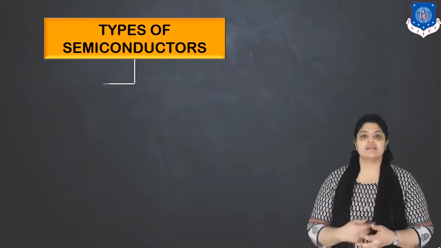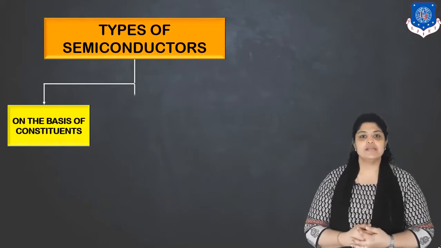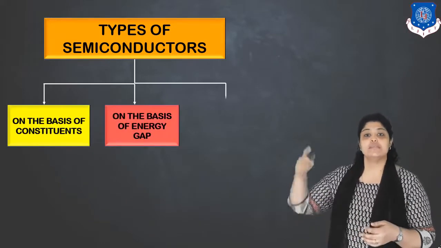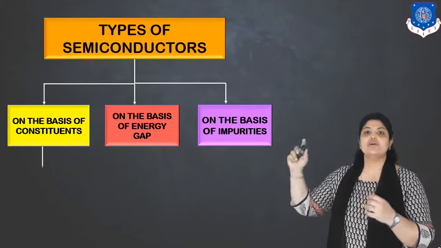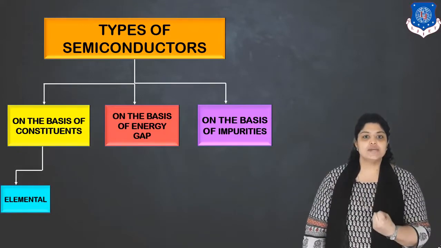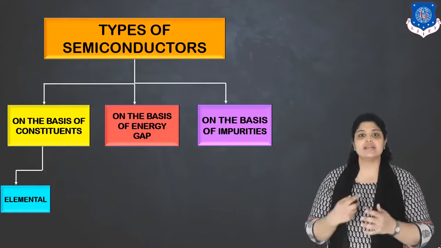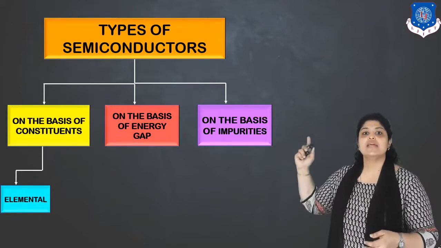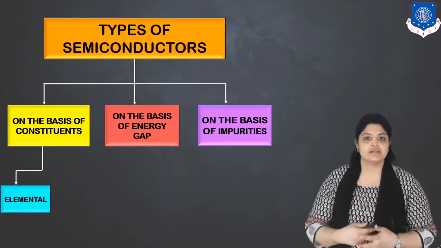Let's see what are the types of semiconductors. They are classified on the basis of constituents, on the basis of energy gap, and on the basis of impurities. On the basis of constituents, we have again two categories. The first one is elemental semiconductors.